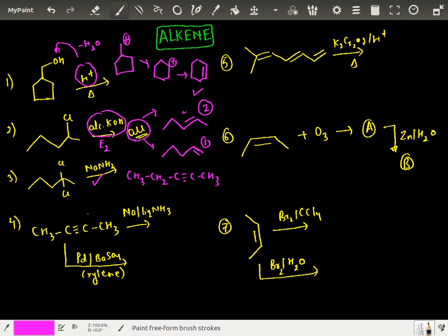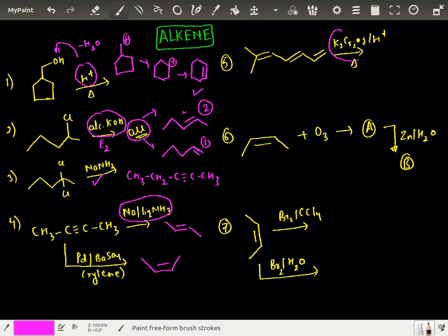Next, these are the two examples of partial hydrogenation of alkynes. First is the Birch reduction, in which we get the trans isomer as the major product. So in this case, we will get the trans isomer. And the second is the Lindlar catalyst. In this case, we get the cis isomer.